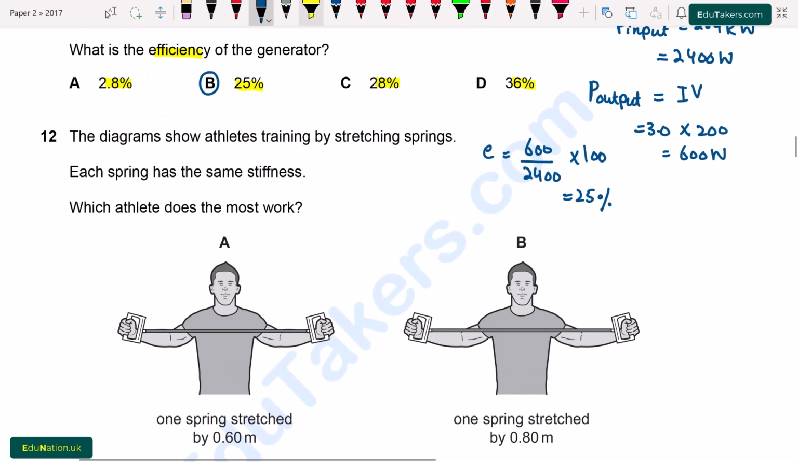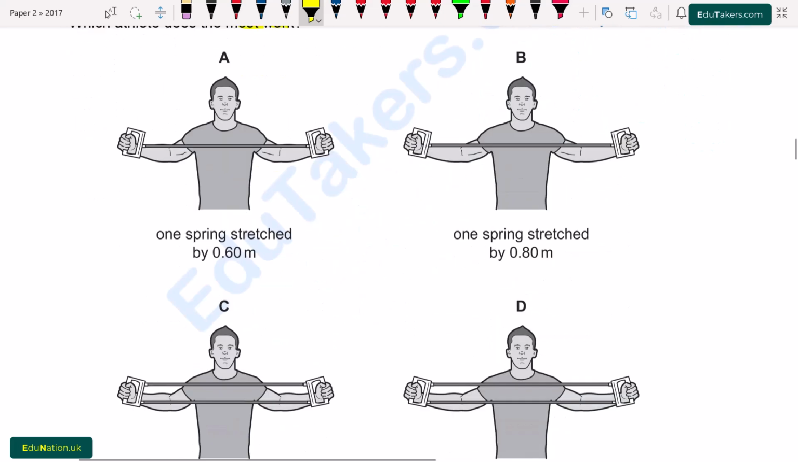Question number 12. The diagram shows athletes training by stretching springs. Each spring has the same stiffness. Which athlete does the most work? So here we have to find out which athlete does the most work.